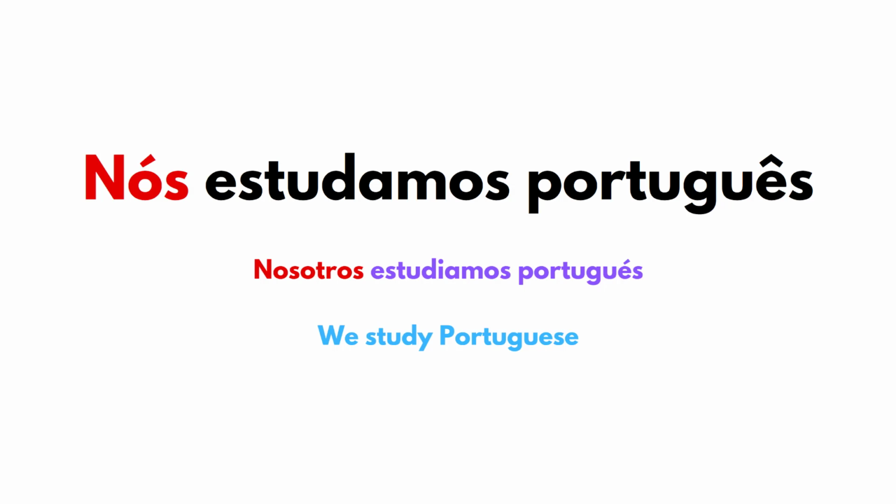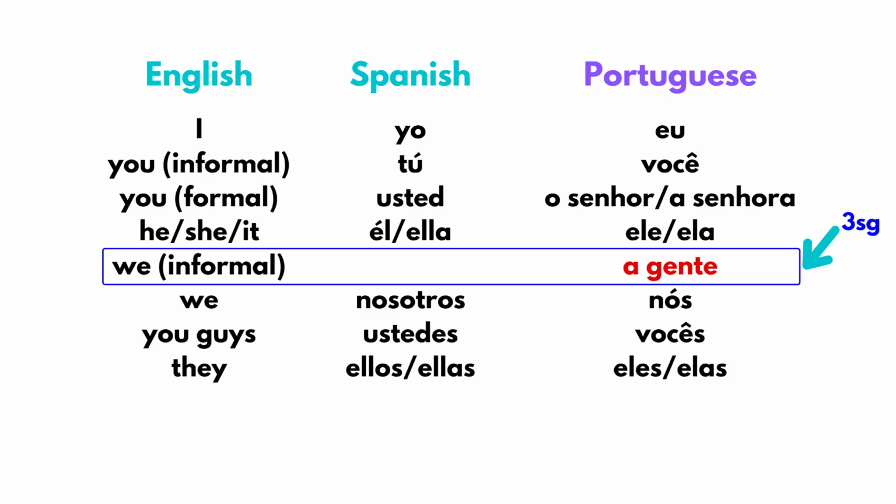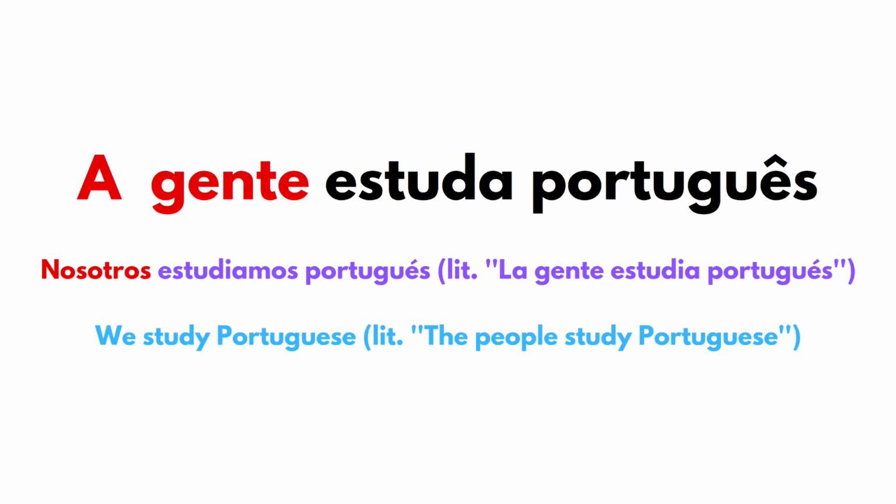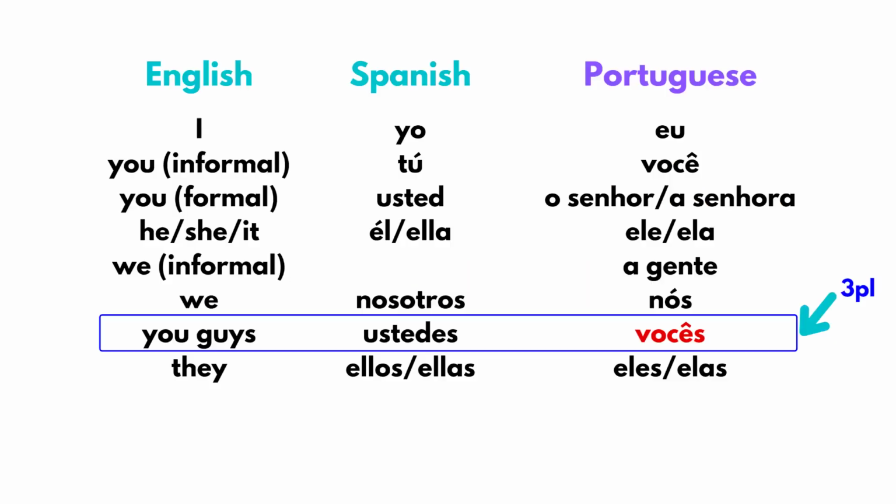That said, there's another way to say we that's a lot more common in the spoken language, and that is a gente, which literally means the people, or la gente in Spanish, and takes on verbs in the third person singular. So instead of saying nós estudamos português, which sounds more formal, in everyday speech, a Brazilian is much more likely to say a gente estuda português.